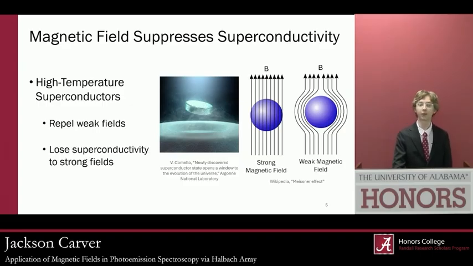These superconductors repel weak magnetic fields, allowing them to levitate above a magnet, but their conductivity is suppressed by strong magnetic fields. If we could use ARPES to see how a strong magnetic field disturbs high-temperature superconductors and what effects it has on their electronic structure, we could further our understanding of superconductivity.